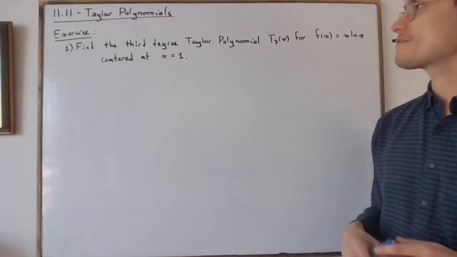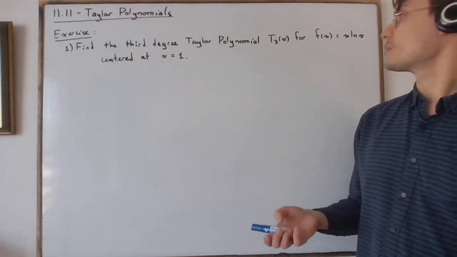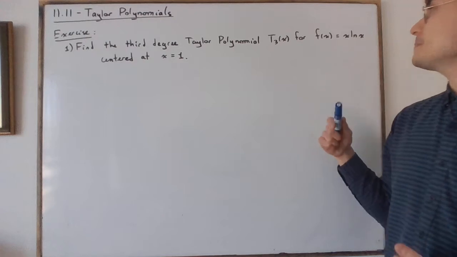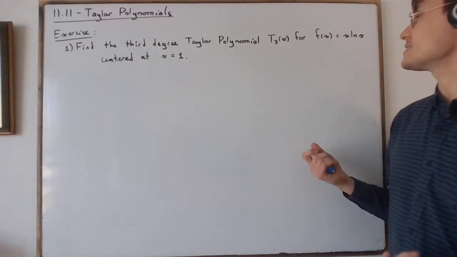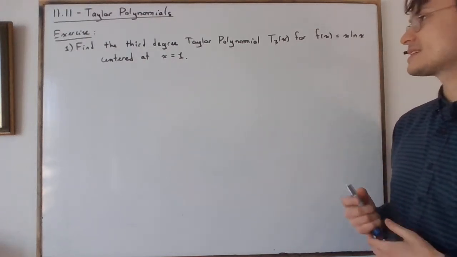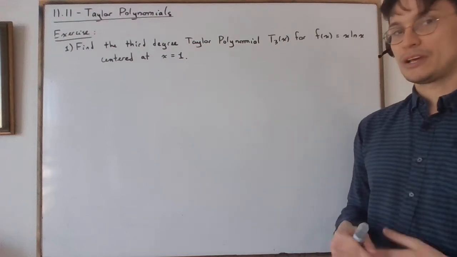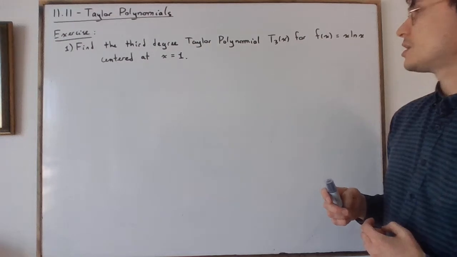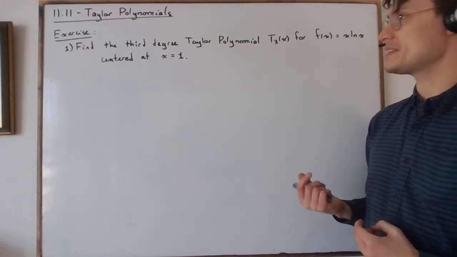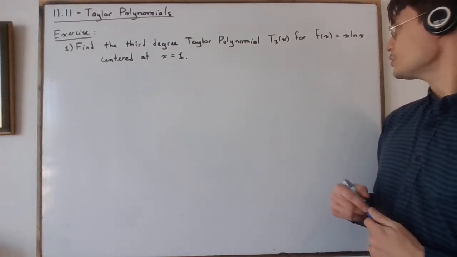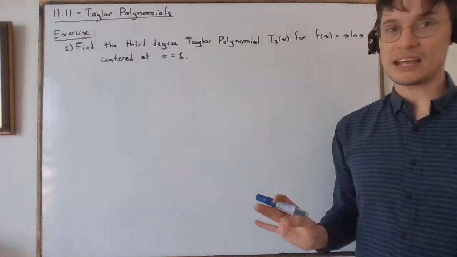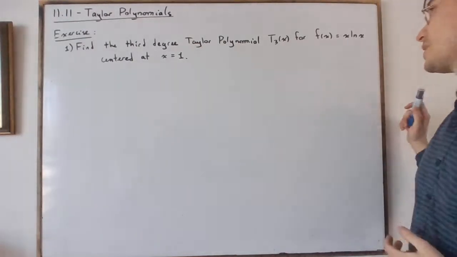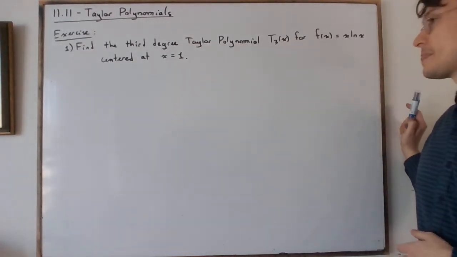First part: find the third degree Taylor polynomial T3 for f of x equals x ln of x, centered at x equals 1. This is the easy part, because to find Taylor polynomials you can do many things. I think what I would do is take derivatives. I think this is the simplest way to find this one.